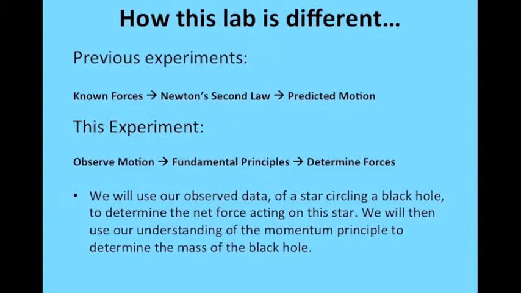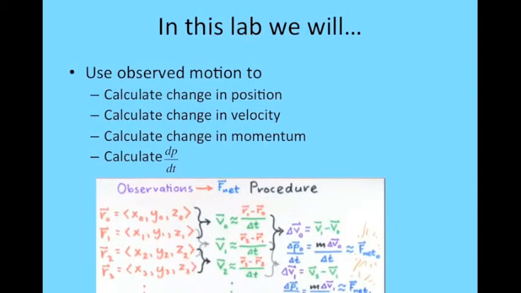We will use our observed data of a star circling a black hole to determine the net force acting on this star. We will then use our understanding of the momentum principle to determine the mass of the black hole. With this observed motion, we will use 3 position points to determine 2 velocity points. We will use the 2 velocity points to determine 1 momentum point. This will be repeated continuously throughout the duration of data collection. Then, we will use all the different momentum points, which were previously calculated, to determine the change in momentum, as displayed visually in this picture.